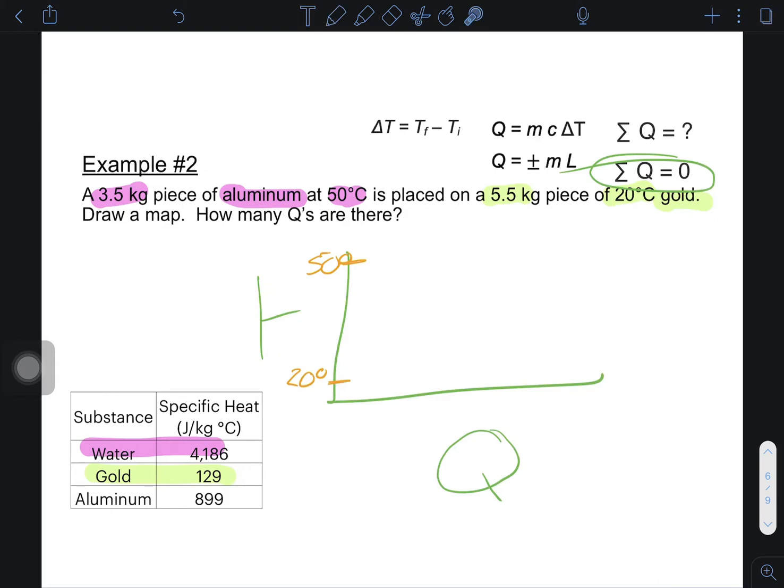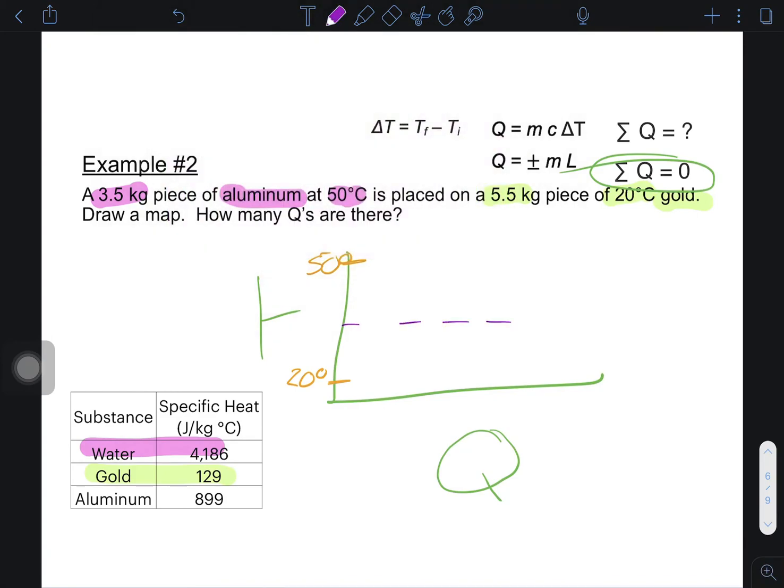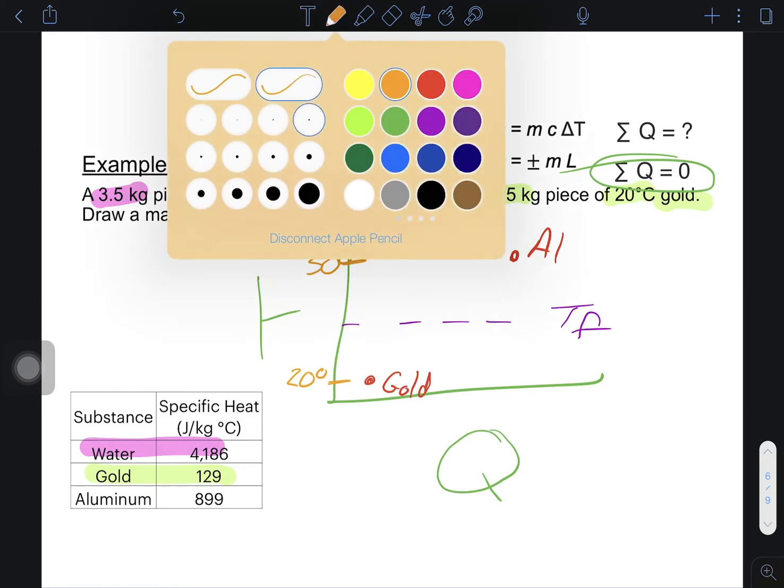We look at it and say, hey, does a phase change occur of gold or aluminum between 20 degrees and 50 degrees? And the answer is no. Then we can go through and add a dashed line somewhere in between and say, hey, look, there's going to be a TF. We can place our starting temperatures at 50 degrees, and this is the aluminum, and 20 degrees was for the gold.